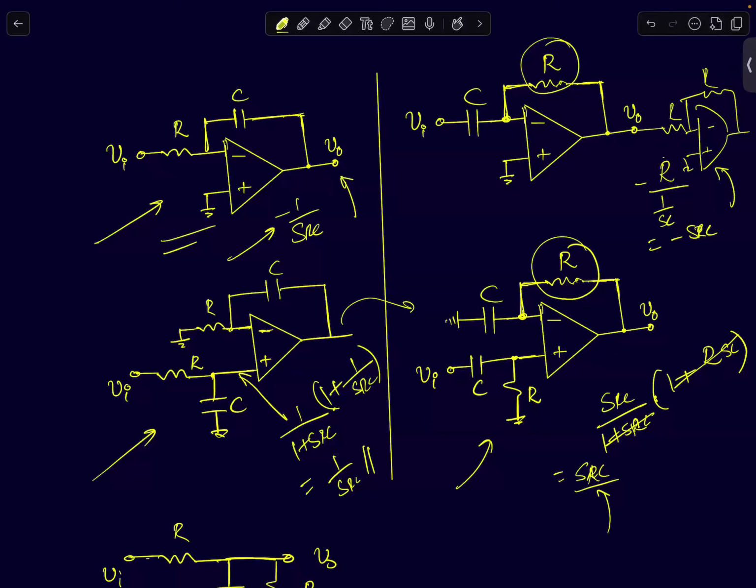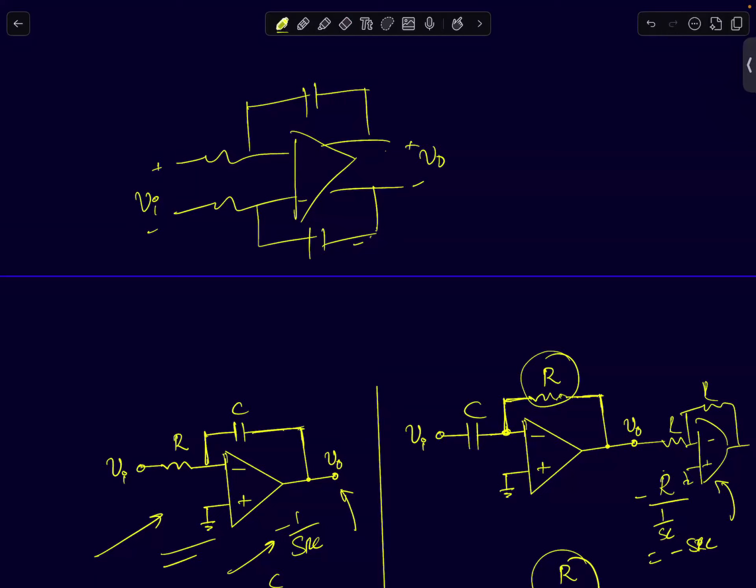If I apply positive input here and take the output across it as it is, let me put minus here and plus here, so this is plus, this is minus. If I take the output as it is here, I will get an output of minus 1 by SRC. If I want plus 1 by SRC, I should just flip the outputs.